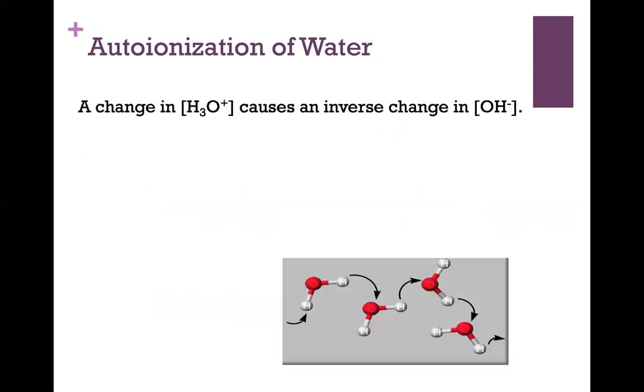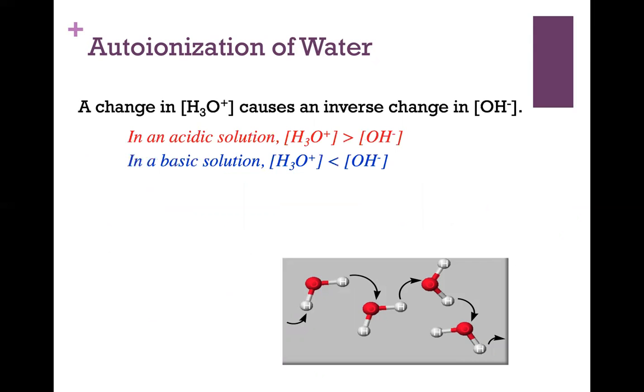Cool. Just as some general notes here, a change in our hydronium will cause an inverse change in the hydroxide because if you have more hydronium, they're going to react with hydroxide, making less hydroxide. In an acidic solution, we have more hydroniums. We got more acid particles than hydroxide. And so our pH is less than 7. In a basic solution, it's the reverse. You got more hydroxides than hydroniums. In neutral, they're equal.